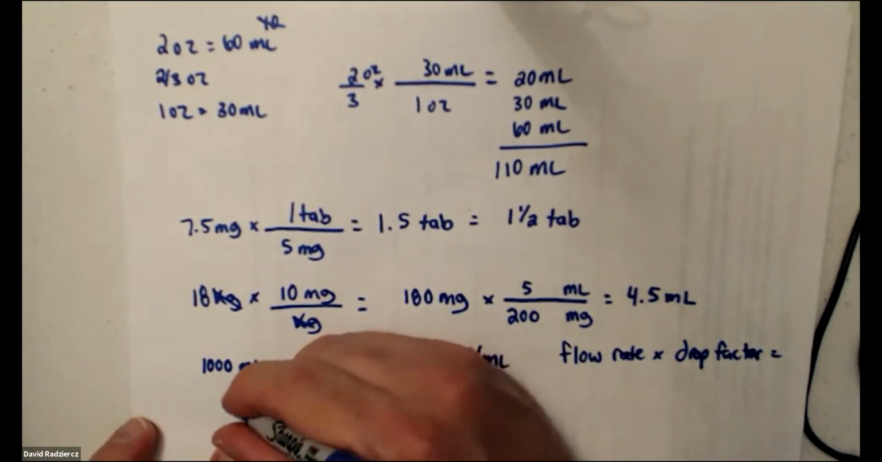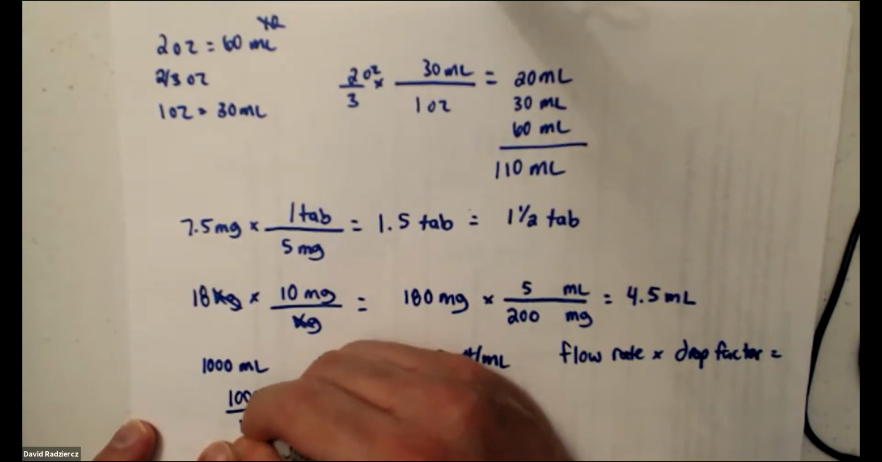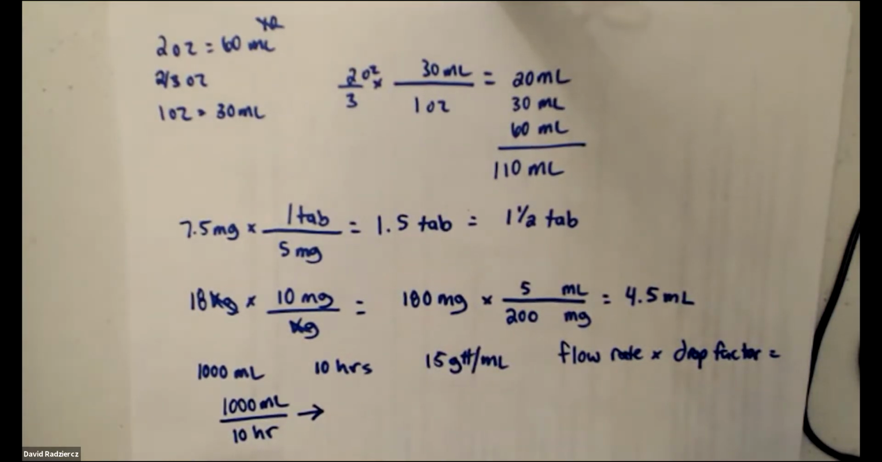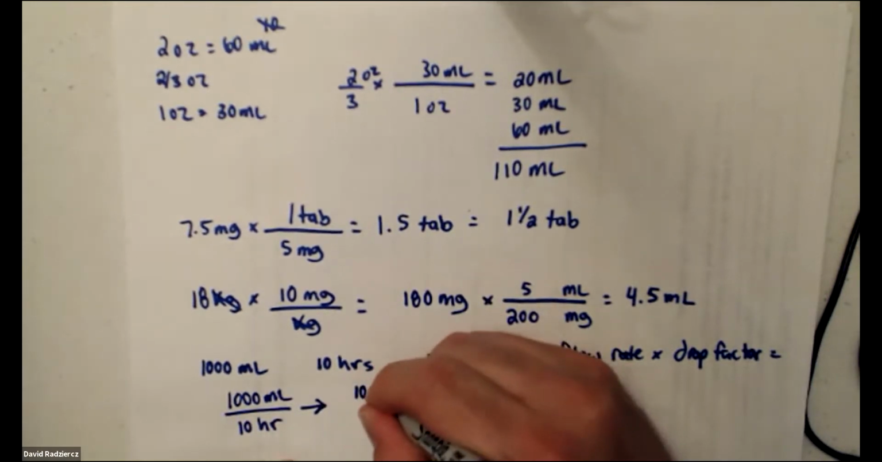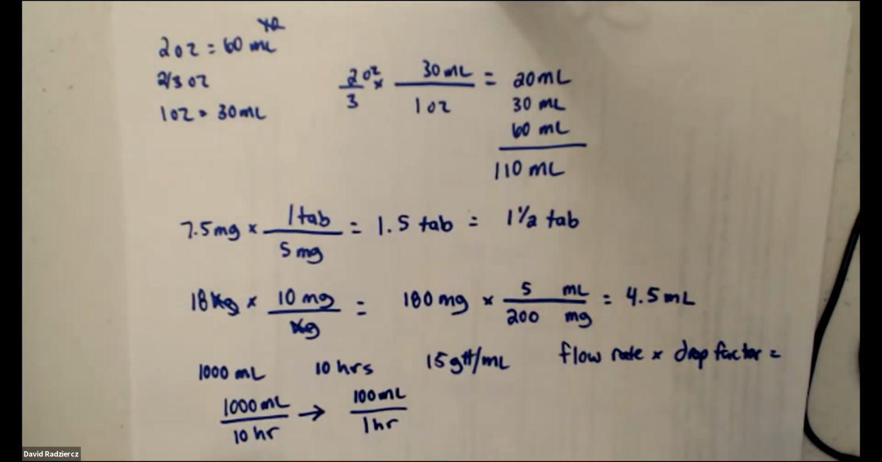So what I'm going to do is make 1,000 milliliters over 10 hours, and then reduce that down. 1,000 over 10 is just 100 over 1, right? So we'll just confirm that. 1,000 divided by 10 would be 100 milliliters over 1 hour. See how I simplified that question just by reducing my flow rate to milliliters per hour?